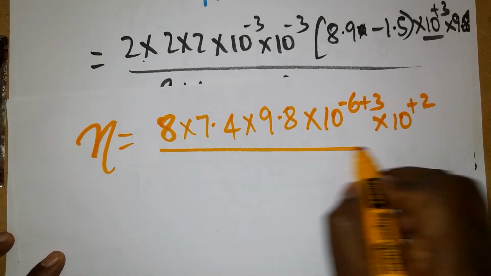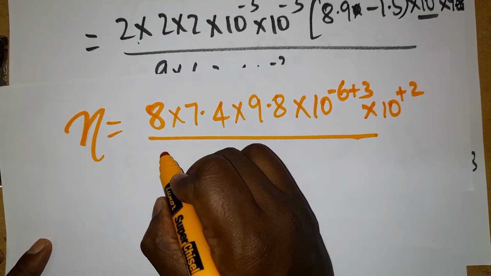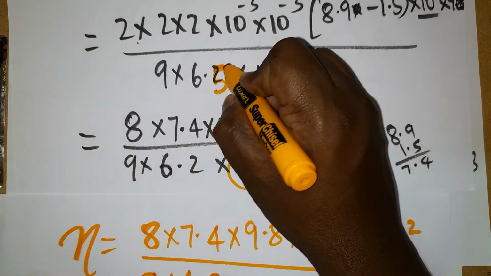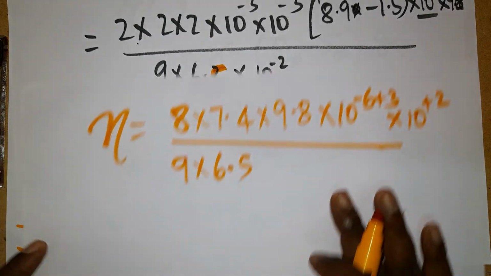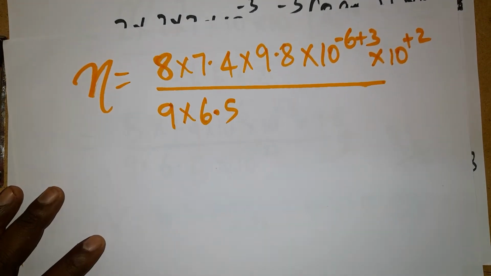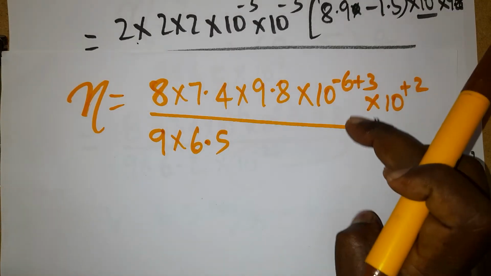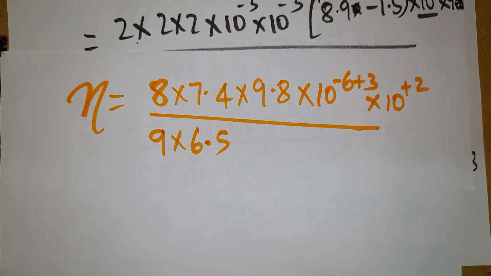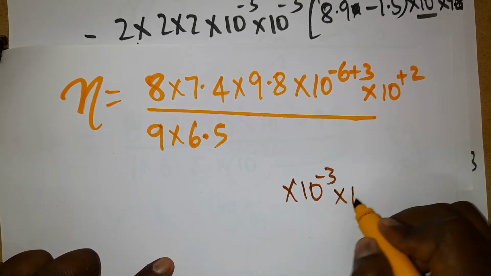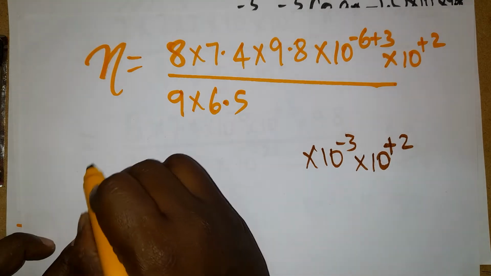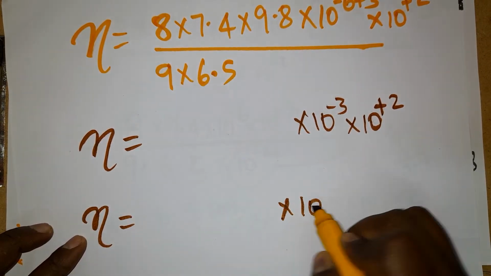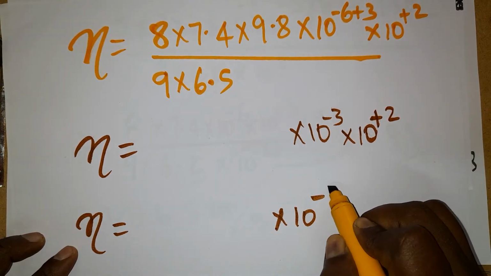Actually denominator 9 into 6.5, sorry, this is not 6.2, it is 6.5 according to the question. Okay, this is what we have. What is the next step now? Next step we can do the calculation. See here, minus 6 plus 3, minus 3 will come into 10 power plus 2. First you can solve the 10 power. So coefficient of viscosity is equal to 10 power minus 3 plus 2, minus 1 we will get.